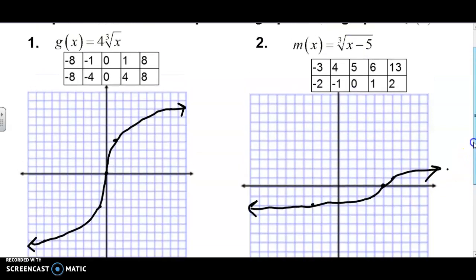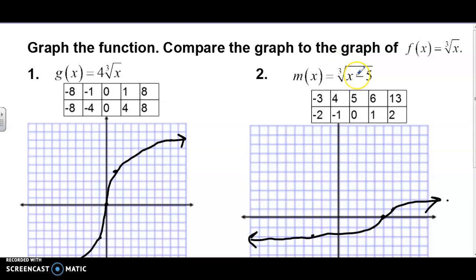The comparison, not a great graph, but my comparison, since I'm subtracting 5 on the inside, it was a horizontal translation 5 units right. So number 2, the comparison is a horizontal translation 5 units to the right.